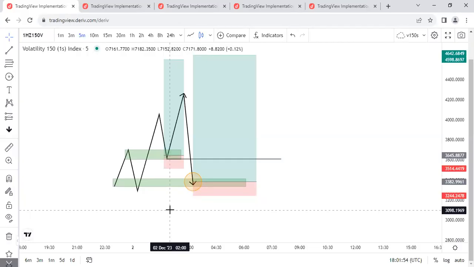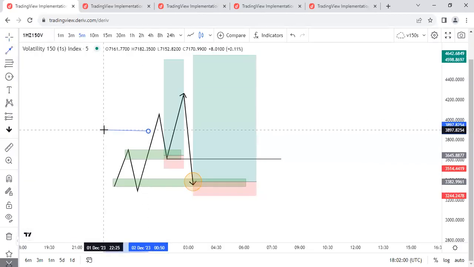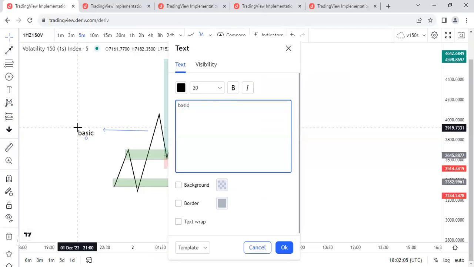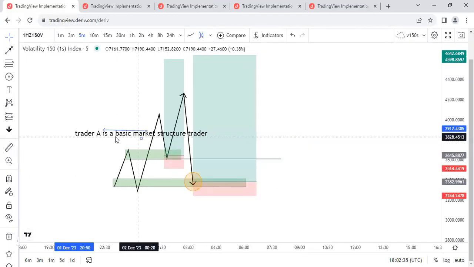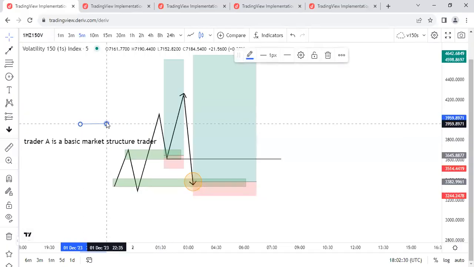market structure trader. Now, this trader right here is a basic market structure trader. Let me write it out. Trader A is a basic market structure trader. So definitely this will be your entry here. So this is trader A for you.